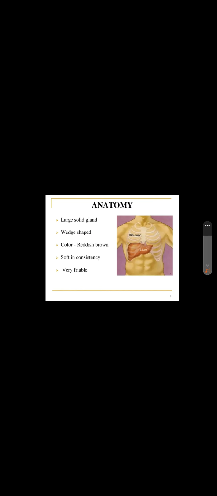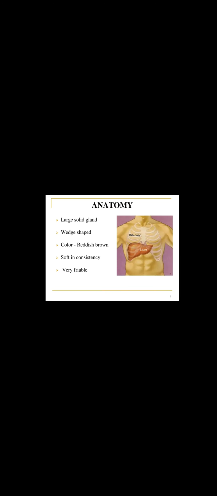Liver. Liver is a large solid gland. It is wedge shaped. Its color is reddish brown, soft or smooth in consistency, and friable in nature. And about the location, it lies in the upper right part of the abdominal cavity and occupies most of the right hypochondrium and epigastrium.